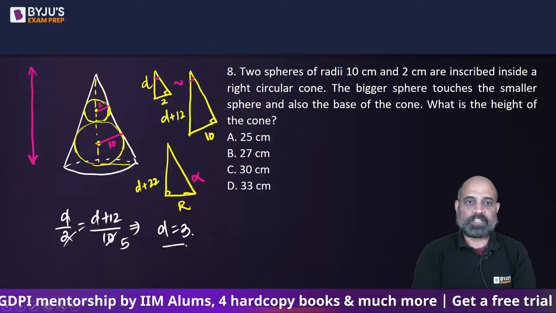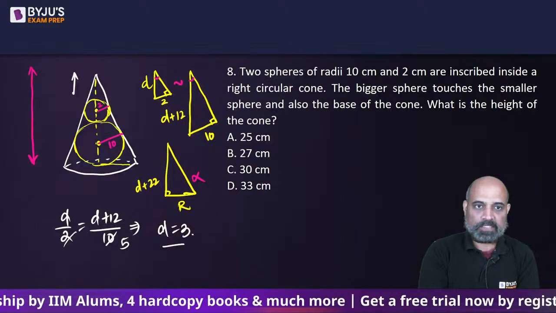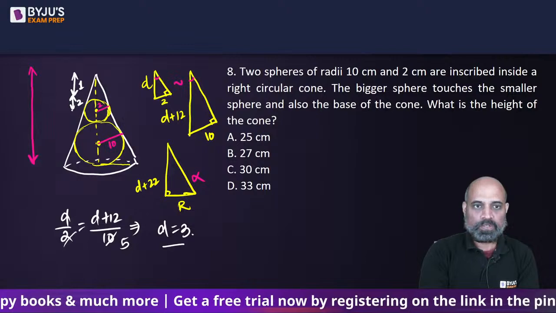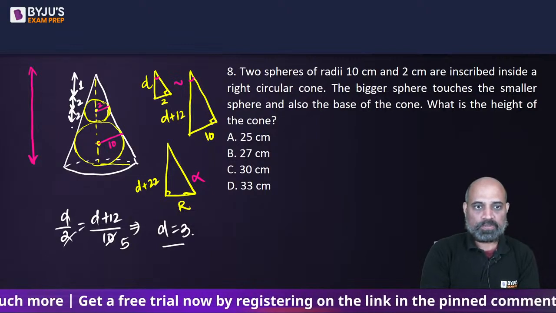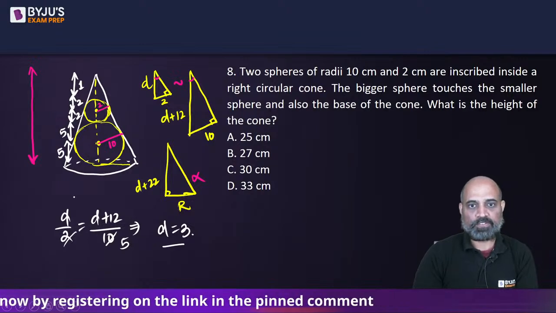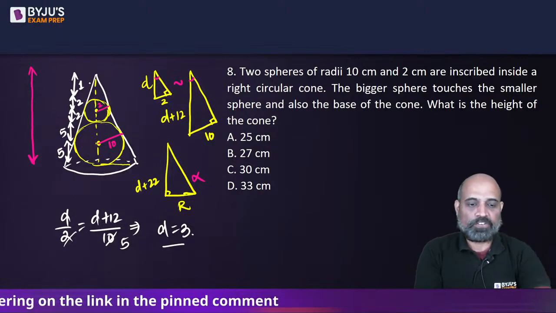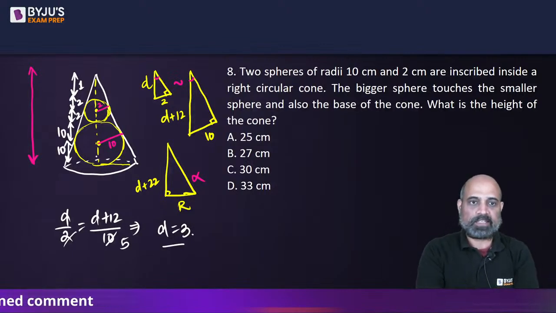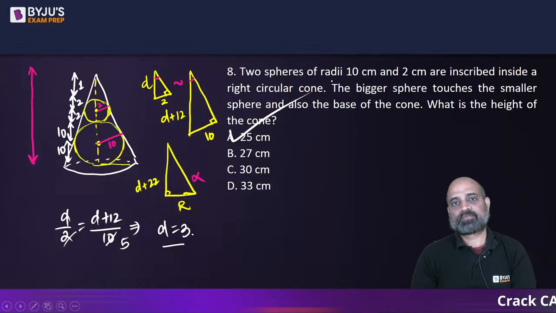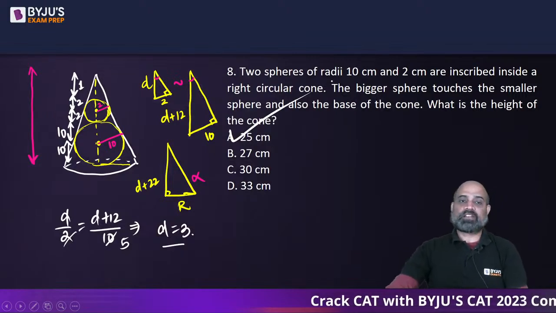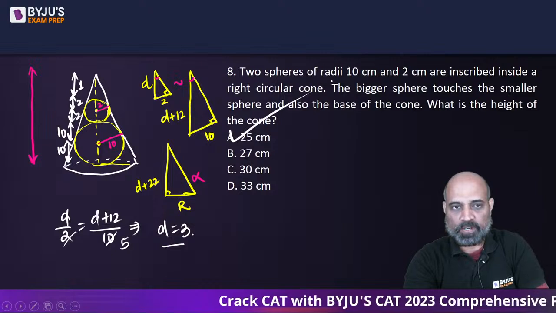right? If d is 3, that means this distance is 1 because this is 2, this is another 2, this is 5, and this turns out to be another 5. Sorry, not 5, 10, 10. So this is 10 and this is 10. So we have 25 as the total height. What is the radius? We can calculate the radius of the cone as well right now, but it's not required. That's not what is asked.